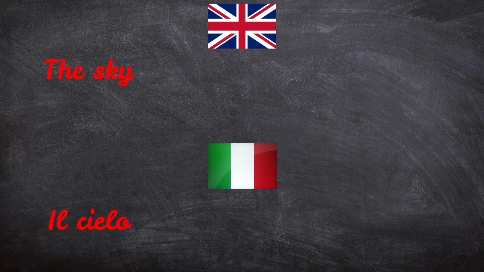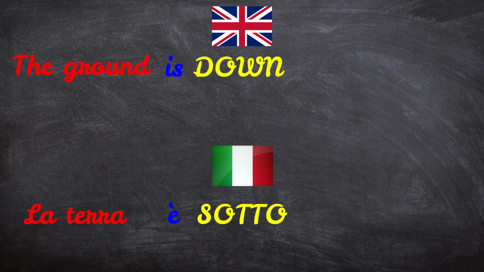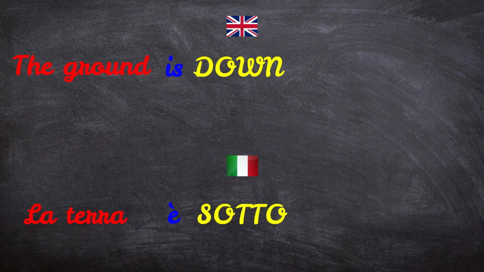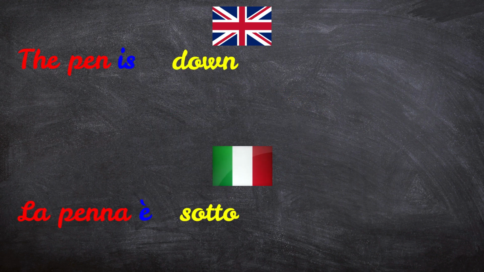The same pattern, again, for up and down, sopra and sotto. They stand alone without complements, with no preposition. For instance, the sky is up. Il cielo è sopra. The ground is down. La terra è sotto. We use up and down, sopra and sotto, to describe the position of elements referring to other elements. The pen is on the book. La penna è sopra il libro. The pen is under the book. La penna è sotto il libro.